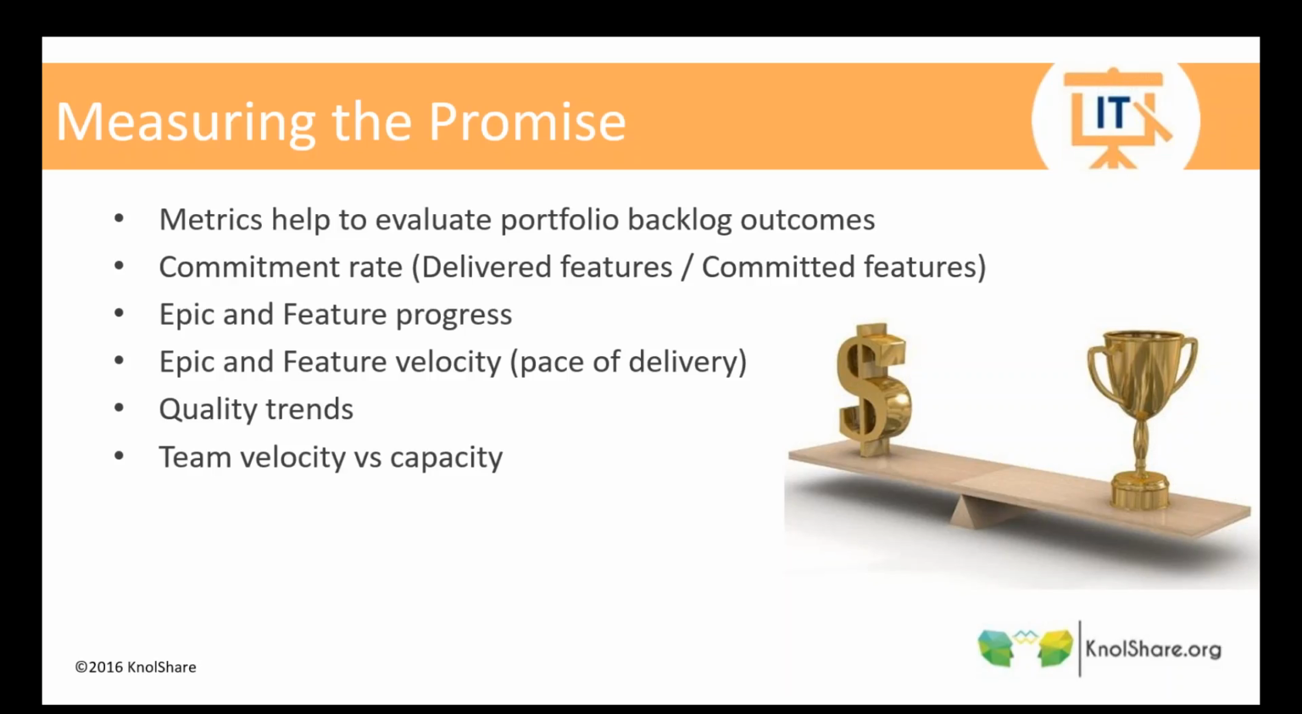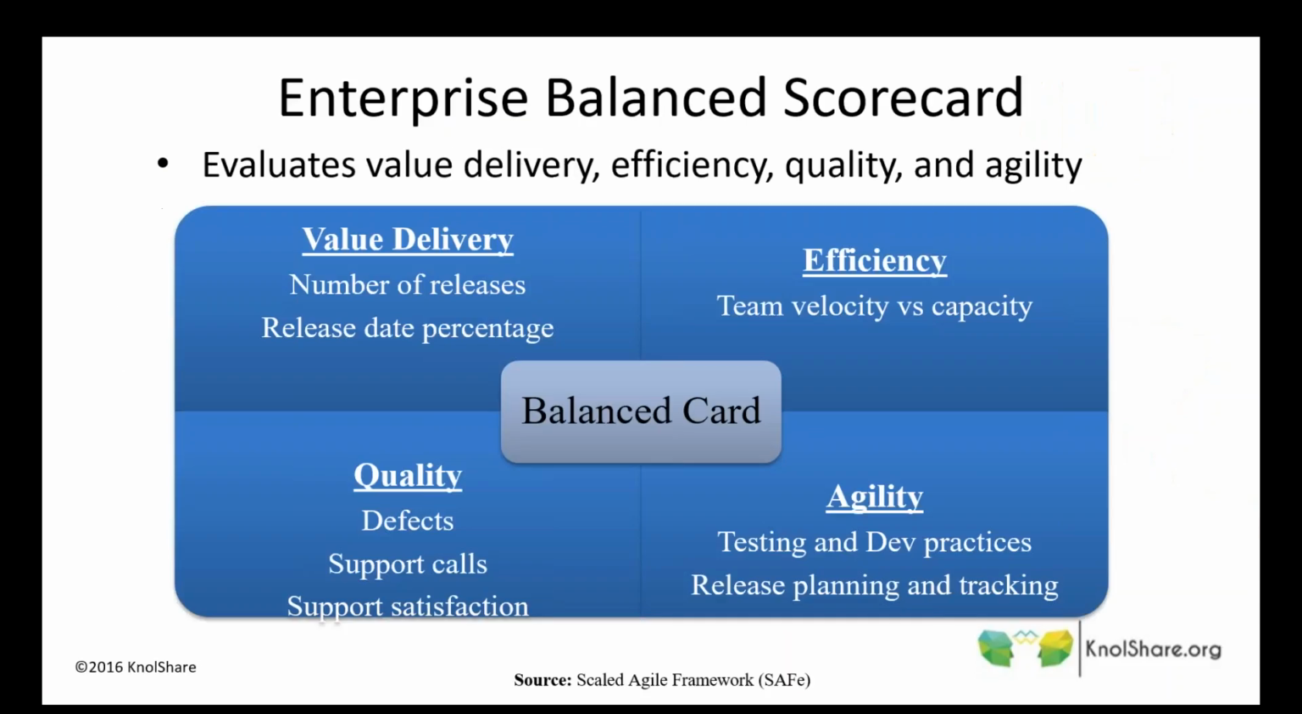And so let's walk into looking at, if we had to do a balanced scorecard, I'm adopting this from the Scaled Agile Framework, where they evaluate value, delivery, efficiency, quality, and agility. One of the things that's a little bit different, if you're used to measuring organizations, is that the traditional balanced scorecard tends to look at customer, internal business operation, finance, and learning and growth.